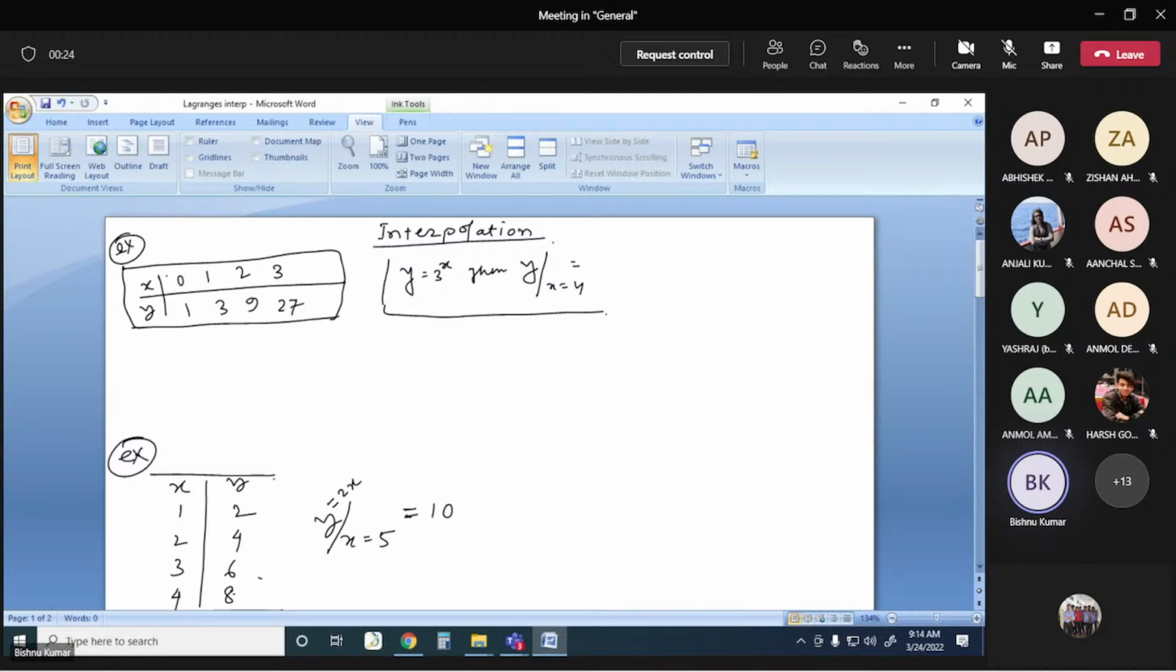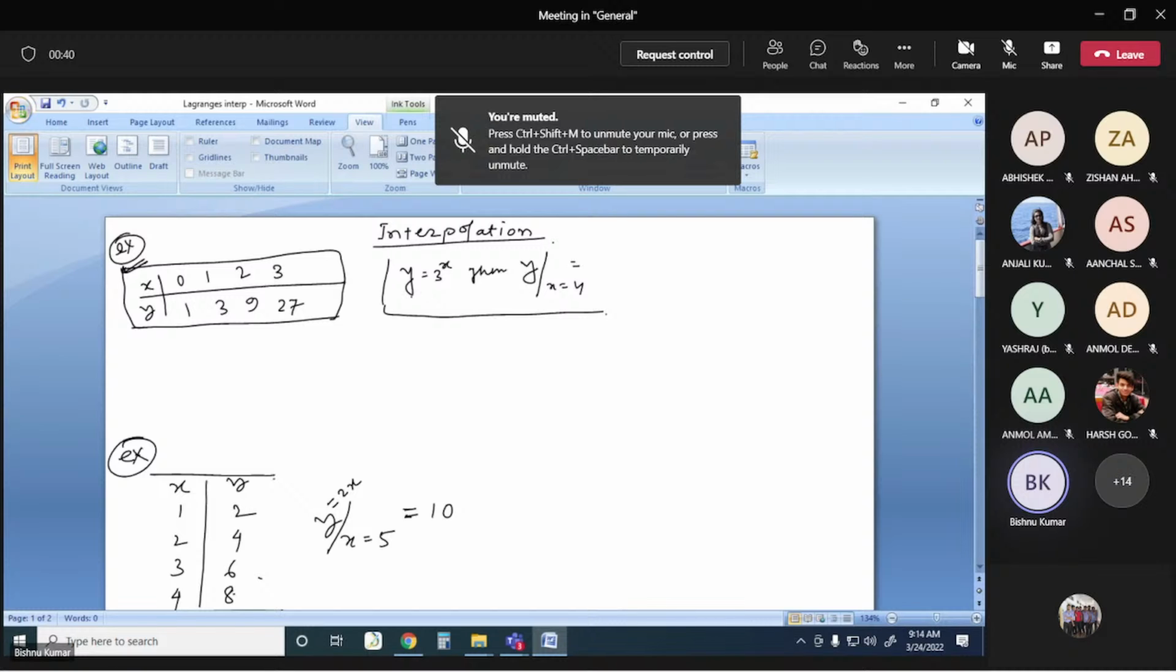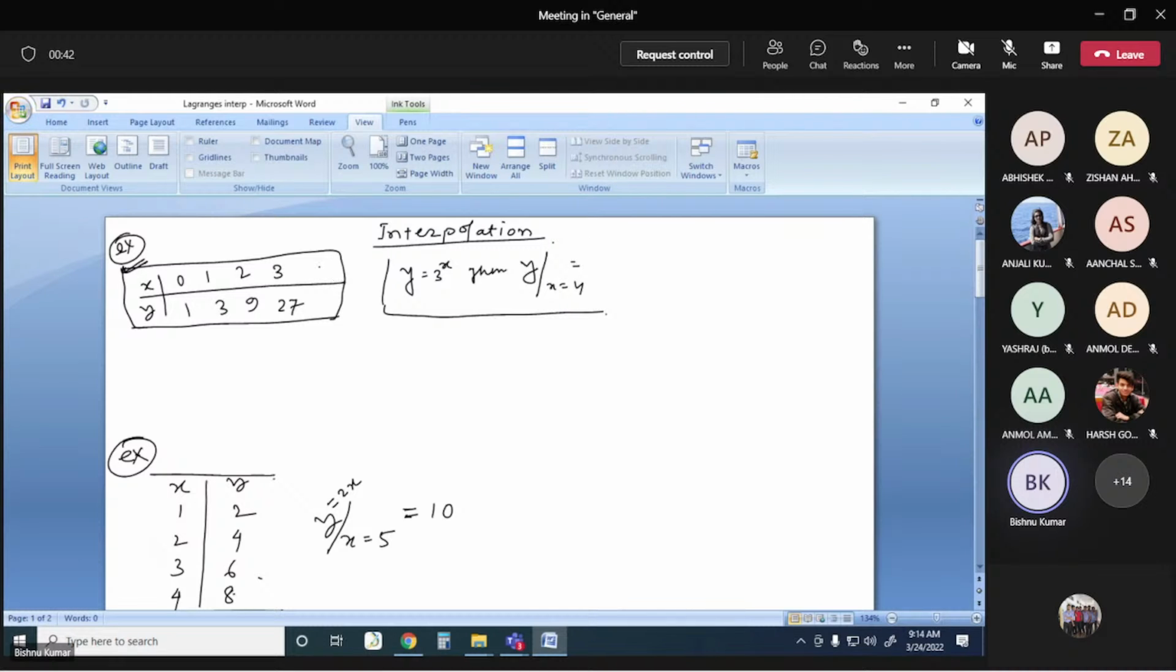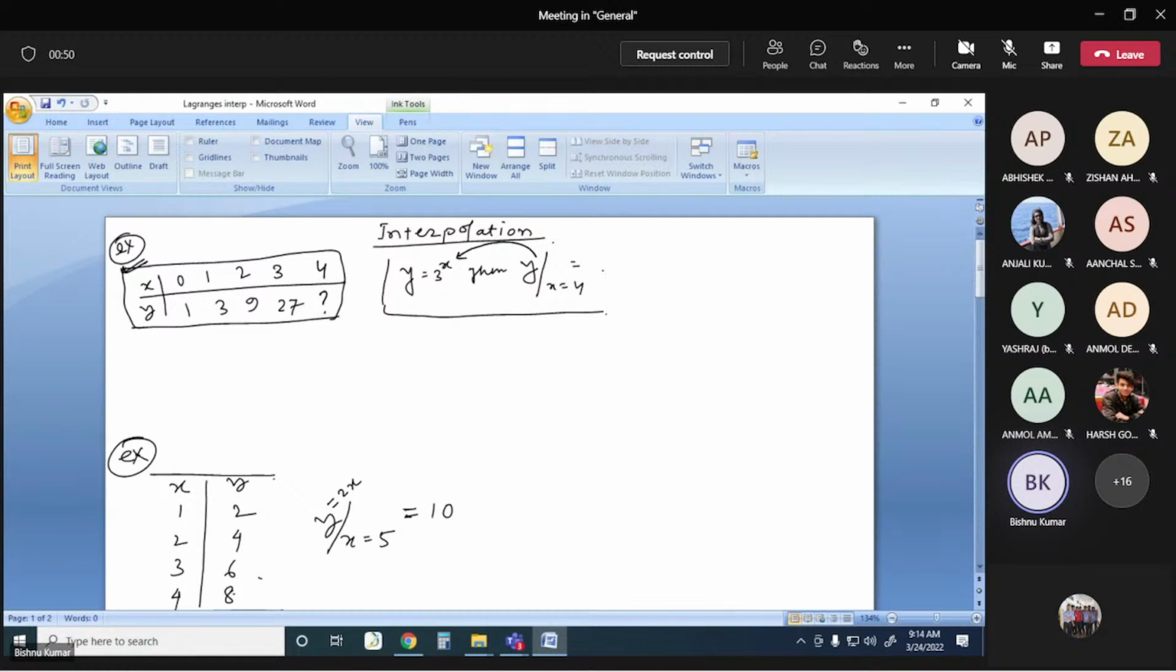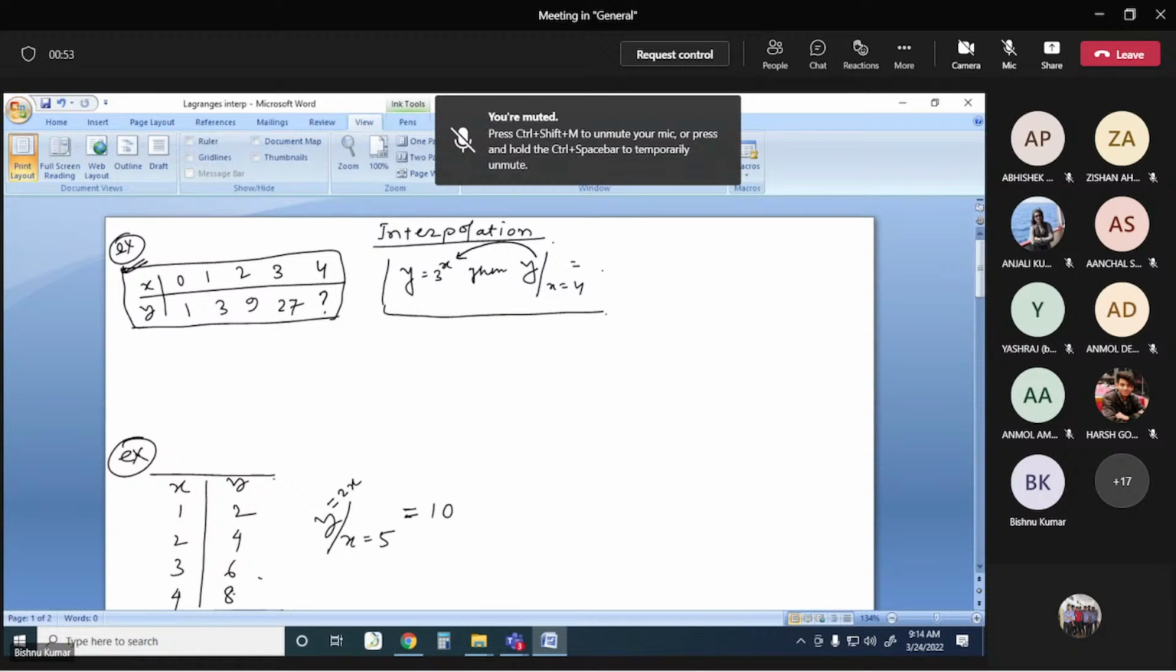Actually, I told you during the interpolation why we are studying the interpolation. Suppose any data set is given to you. By watching this data set, you think the data is following a pattern y equals 3 to the power x, and if you are asked to find the value of y at x equals 4, you will simply put this value into this function and tell the value. You are thinking it looks like 81, but logically or mathematically this is wrong.